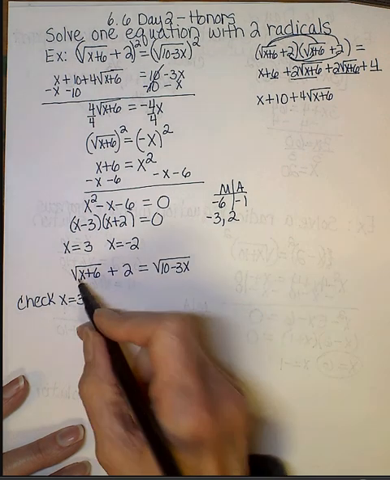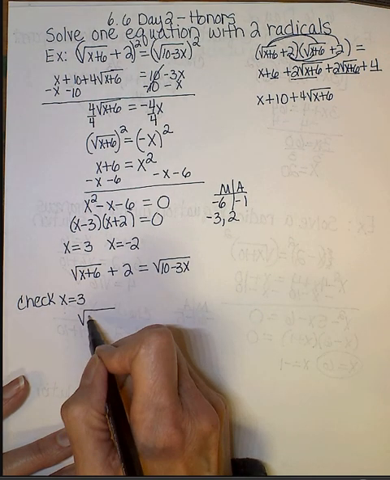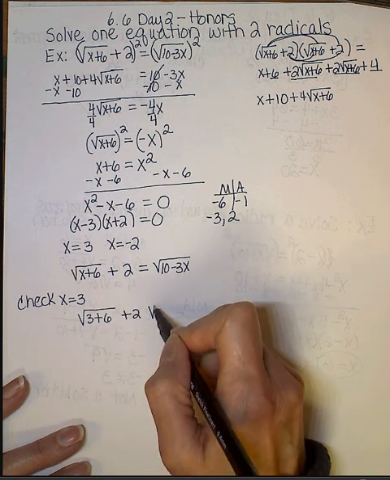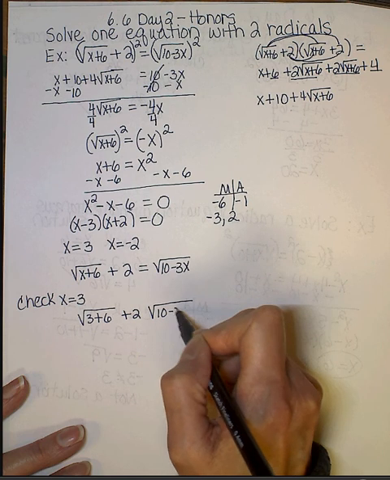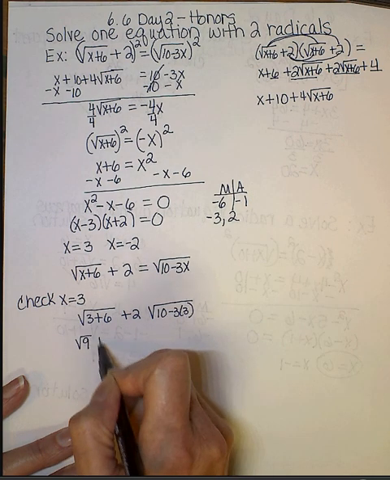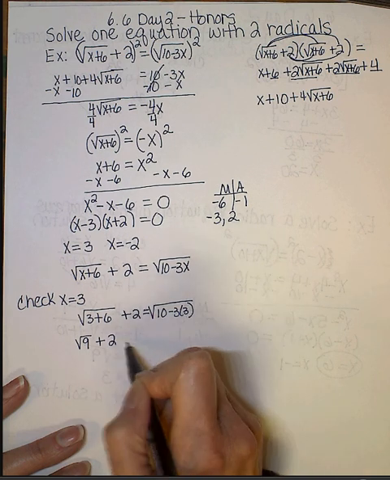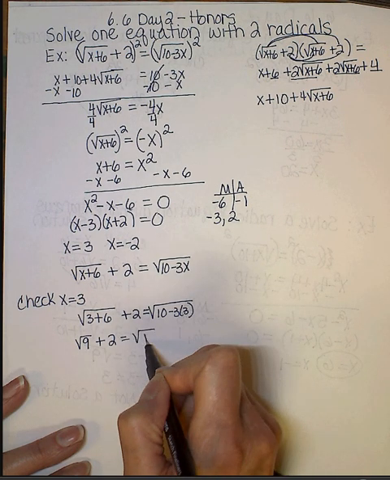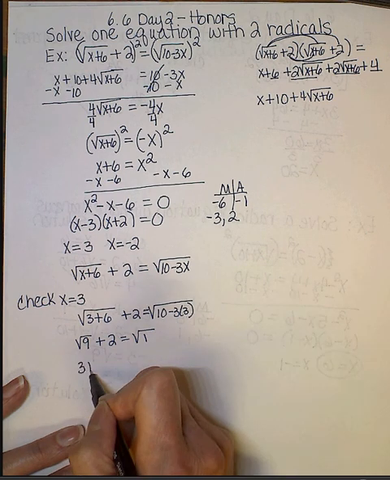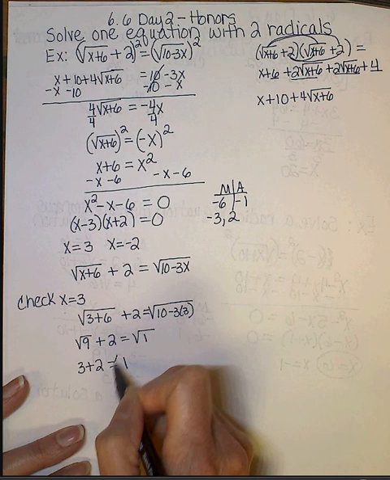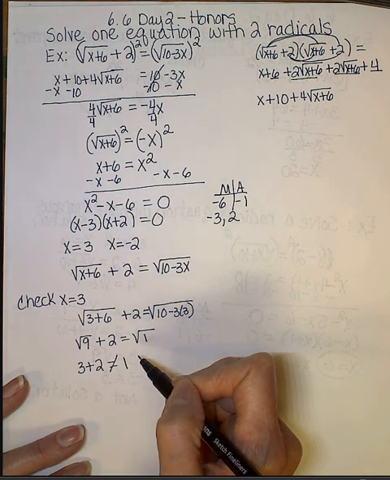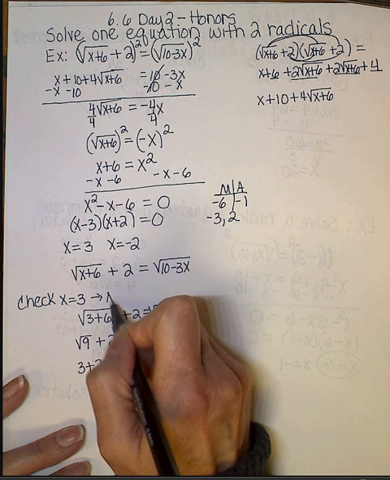So if I plug in 3 for x, and I plug in 3 for x over here, square root of 9 plus 2, does that equal the square root of 1? Because this would be 10 minus 9. So 3 plus 2 does not equal 1. Alright, so this equation of x equals 3 is not a solution.